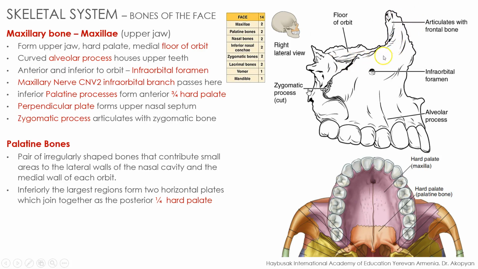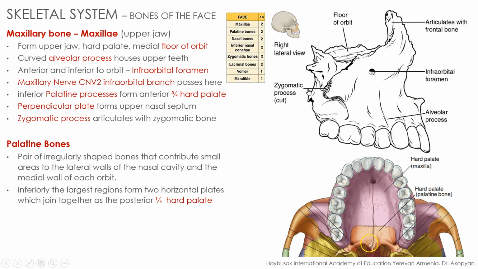Inferior to the orbit, the infraorbital ridge, is found the infraorbital foramen. The infraorbital foramen is the passageway for the second maxillary branch of the fifth cranial nerve, the trigeminal nerve. The midline perpendicular plate, not shown in the image, forms the upper nasal septum.